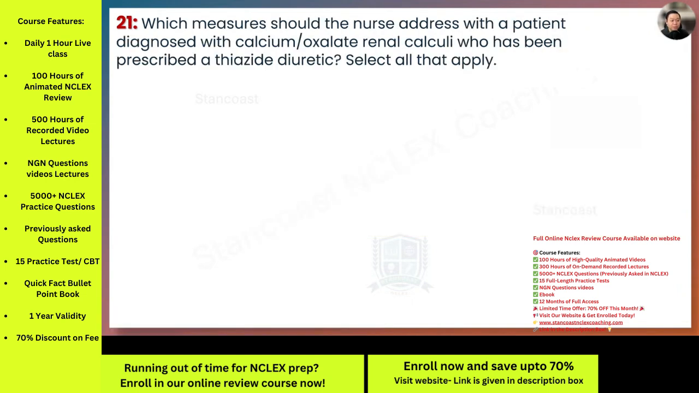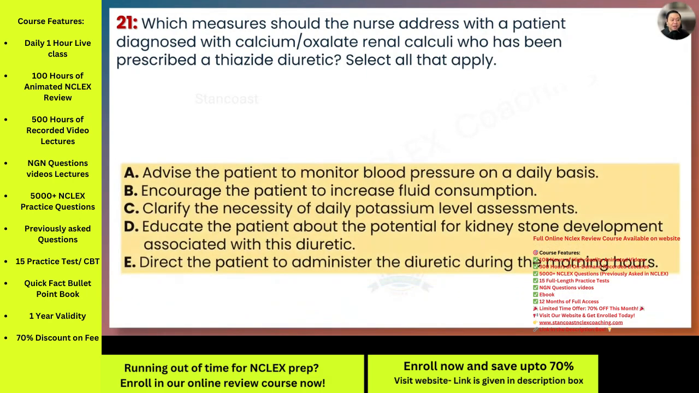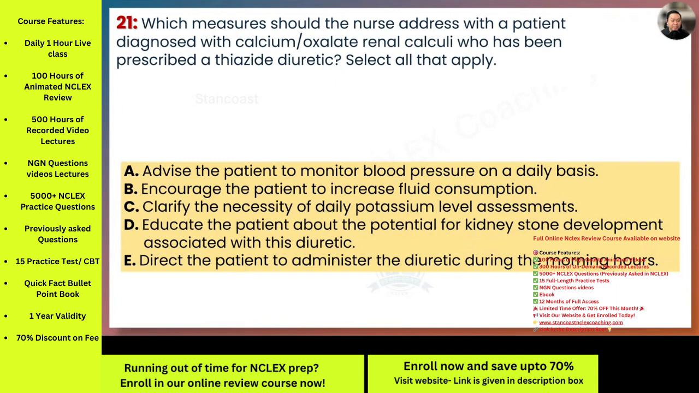21. Which measure should the nurse address with a patient diagnosed with calcium oxalate renal calculi who has been prescribed a thiazide diuretic? Select all that apply. Options: A, advise the patient to monitor blood pressure on a daily basis. B, encourage the patient to increase fluid consumption. C, clarify the necessity of daily potassium level assessments. D, educate the patient about the potential for kidney stone development associated with this diuretic. E, direct the patient to administer the diuretic during the morning hours.